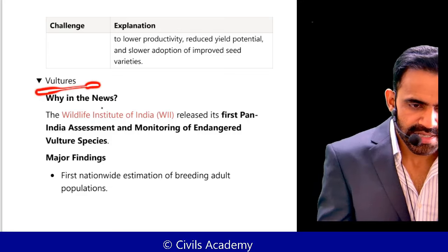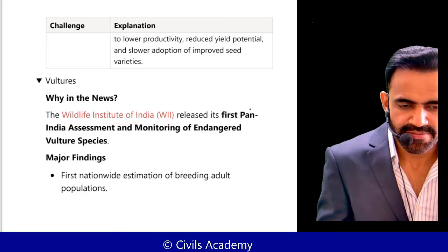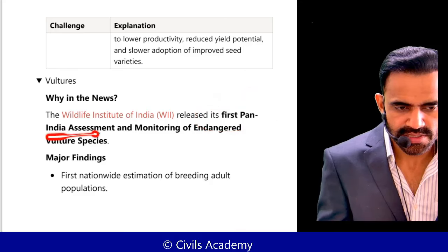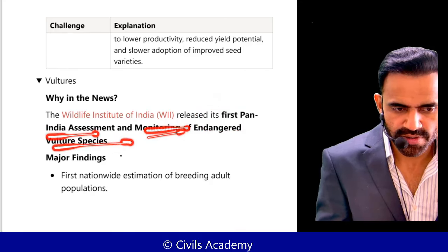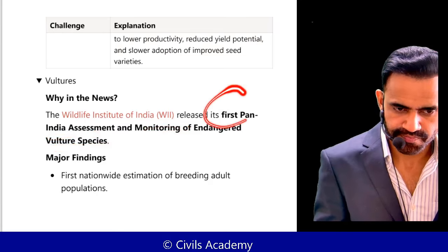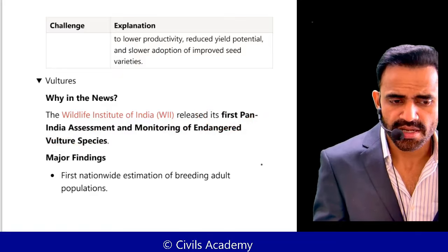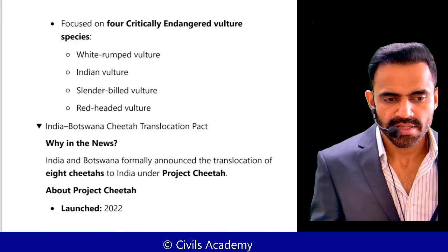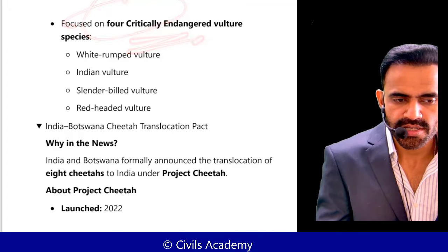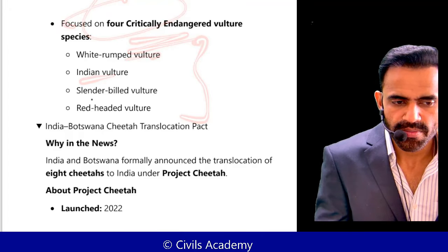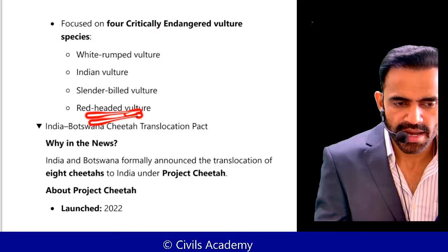Next is related to vultures. Recently, the Wildlife Institute of India released the first all-India assessment and monitoring of endangered vulture species. This is the first such thing. Just remember, these are the four critically endangered vulture varieties: white-rumped, Indian vulture, slender-billed, and red-headed.